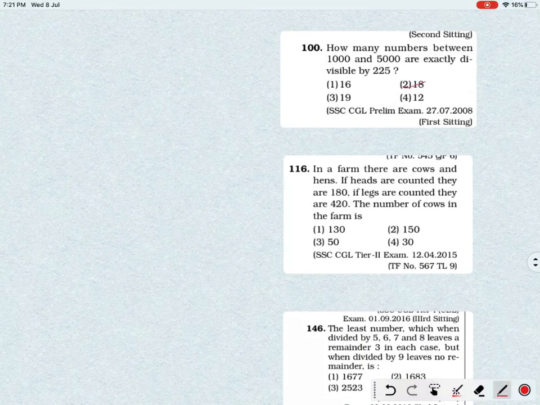In a farm, there are cows and hens. If heads are counted, there are 180. If legs are counted, there are 420. Find the number of cows in the farm.